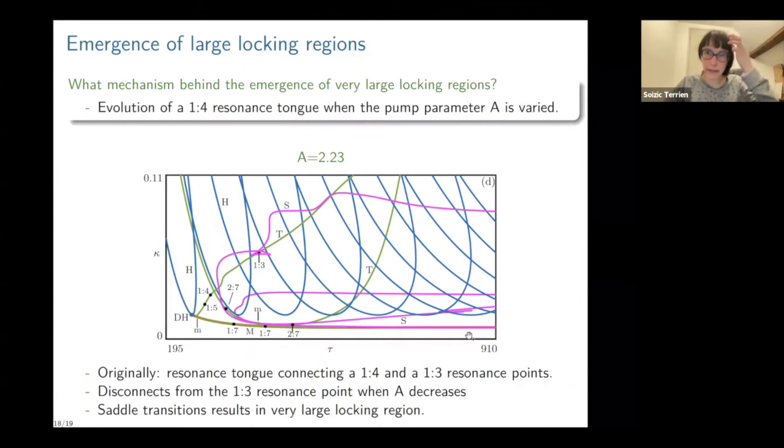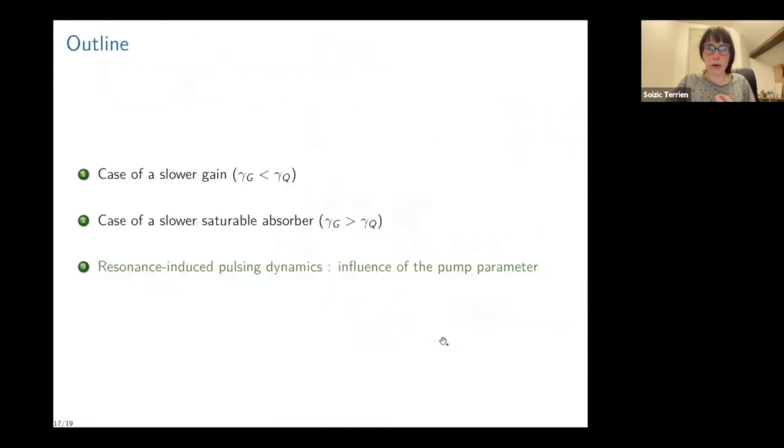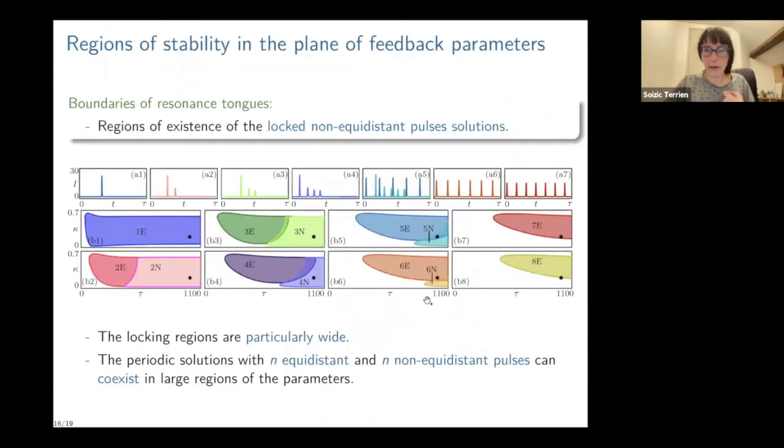It's not represented here, but when we decrease A further, this small island shrinks and collapses on itself. And so it finally disappears through a minimax transition, which means that we go back to a massive region of locking, which corresponds to the region of stability of 4 non-equidistant pulses that we saw here.